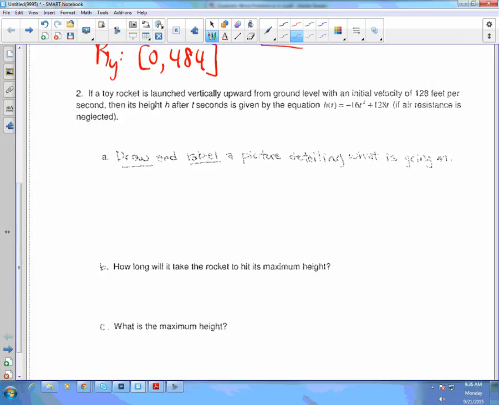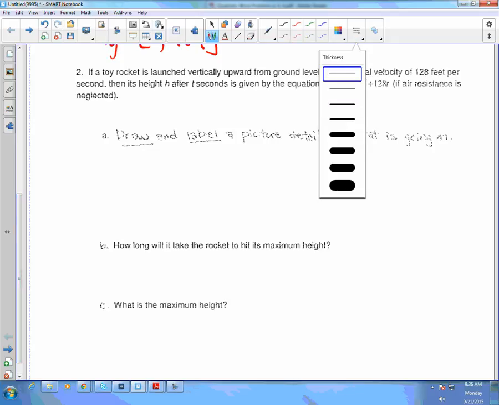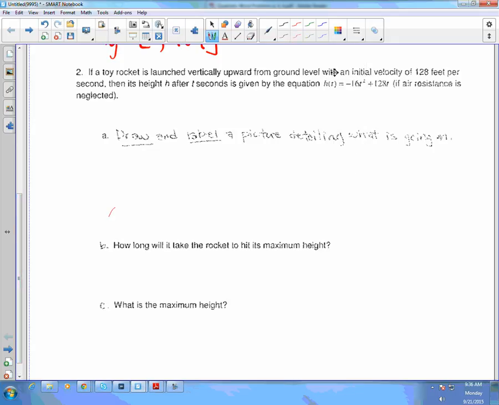A toy rocket is launched vertically from the ground. So this time our rocket is going, that's my rocket, from the ground. When you launch something, what shape does it take? Is it still a parabola? Is it going to go up and then down? Yeah. So it's going to go up, and then it's going to go down, and it's going to hit our ground. So draw and label.